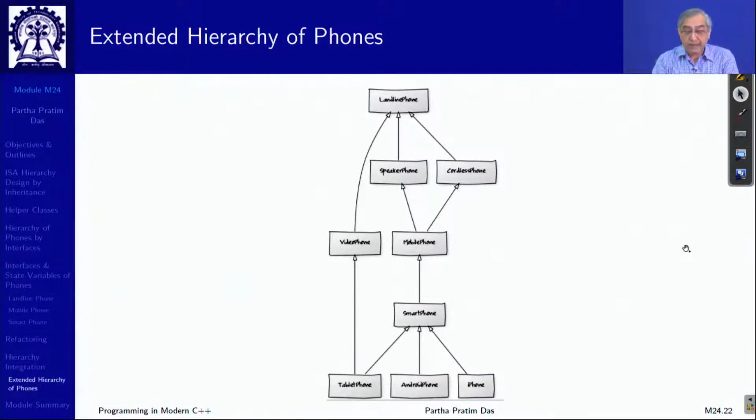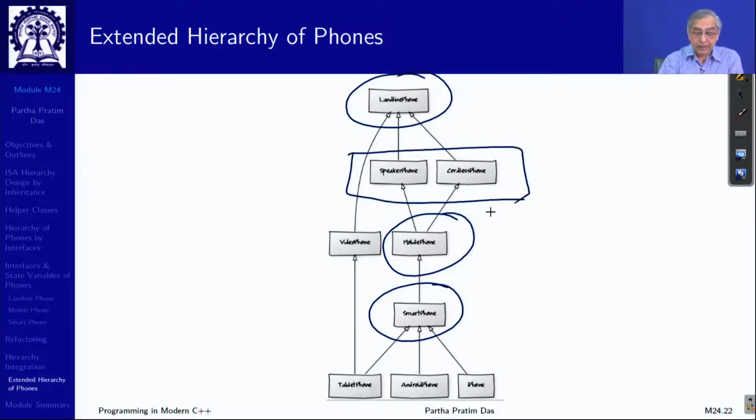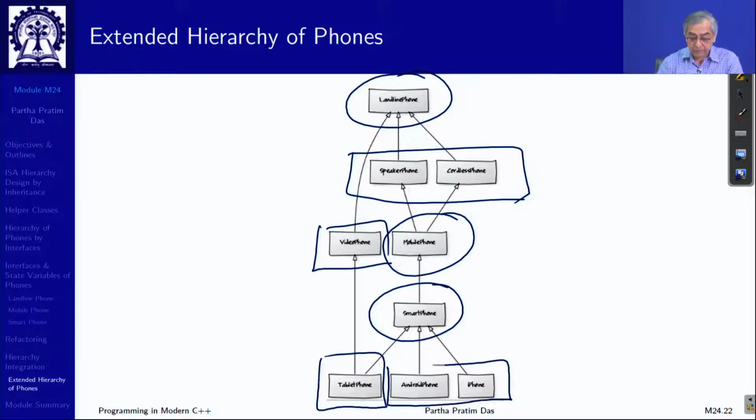So, once you have done that, then maybe you would like to look at some of the expandability and see, okay, have you kept provision for that? What we have implemented in the hierarchy is this, this and this, right. I said it is transitive. So, mobile phone is transitively a landline phone, but there are other kinds like speaker phone, cordless phones, which are between landline phone and mobile phone. There is a video phone, tablet phone, there are Android phone, iPhone, specialized forms of smartphones and so on.